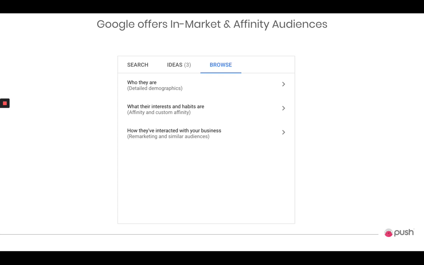For affinity audiences, if you need to make people aware and need to reach the right audiences, this is where affinity audiences come in. So you might have a new makeup brand and you can target affinity audiences, people that show an interest in the beauty sector and beauty websites.